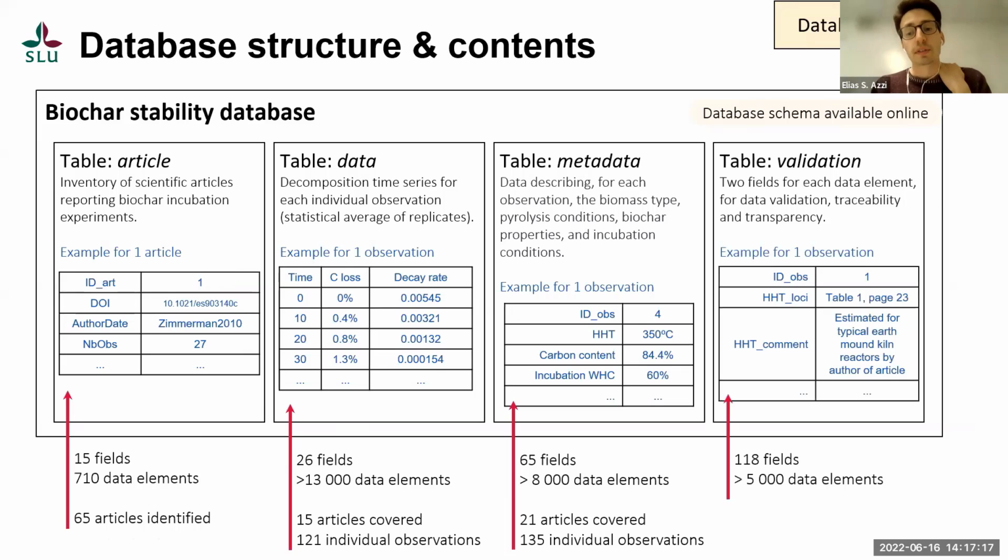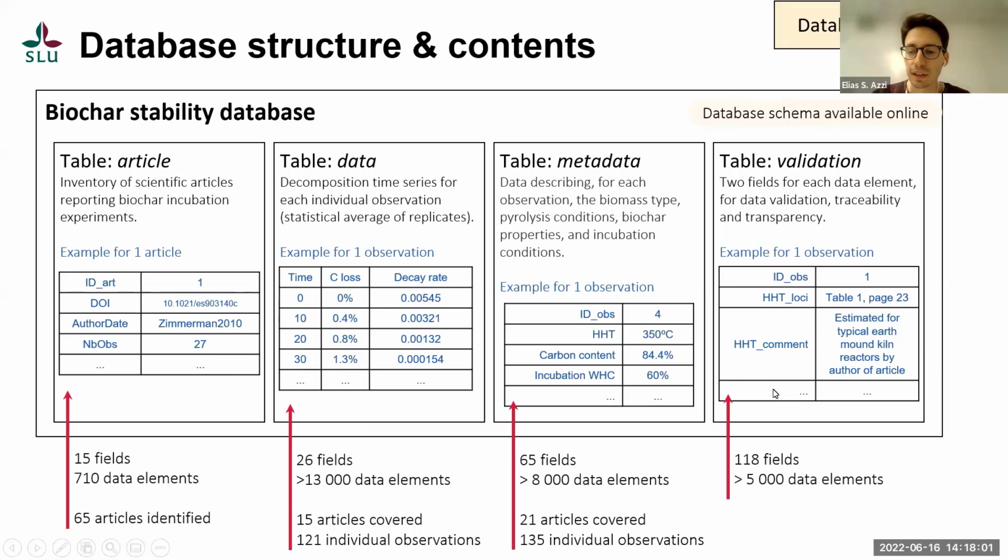And finally, for transparency, we have another table called validation, and that table contains two types of information, a location statement and a comment for every metadata field. So here an example is to say that for the pyrolysis temperature that was reported for the first observation we have in the database, I'm reporting where that information is coming from. Well, it's coming from table 1, page 23 in the original publication. And I also make a comment on the method, because these 350 degrees in that observation were not derived from a measurement, but were actually an assumption from the literature.